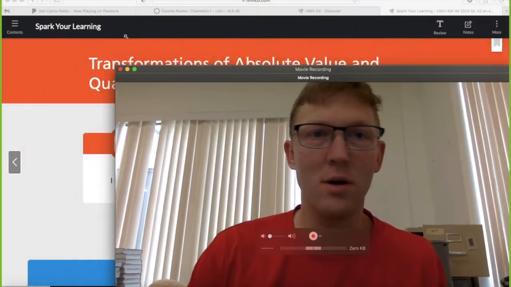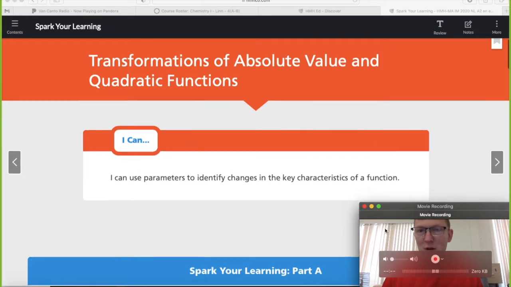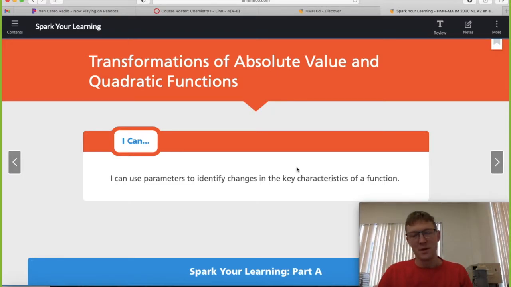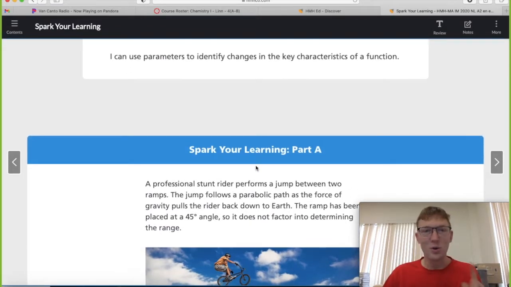So here we go. We are on lesson 1.4 or something, I don't know. Transformations of absolute values and quadratic functions. In the last lesson, we talked about how the different parameters can change our functions. Now we're going to put it into practice using some specific functions, including the absolute value and quadratic function. So let's spark your learning.